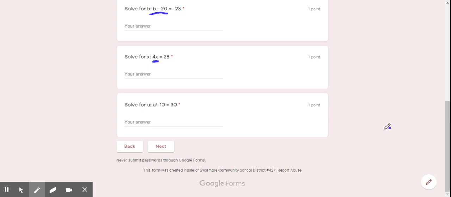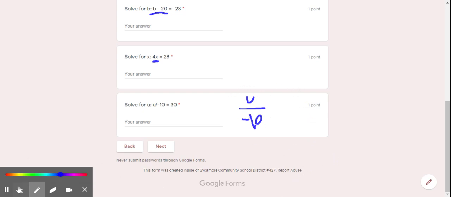And then our last one is solve for u. So we have u over negative 10 equals 30. Okay, so that u over negative 10 would look something more like this as well. Okay, so how are we going to be able to do this so that way we can get the u by itself? How do we do the opposite of whatever operation that is? Make sure you use your notes, take your time, double check your answer.